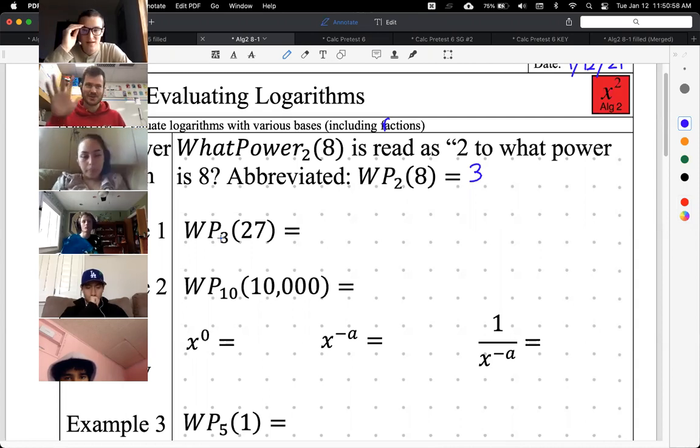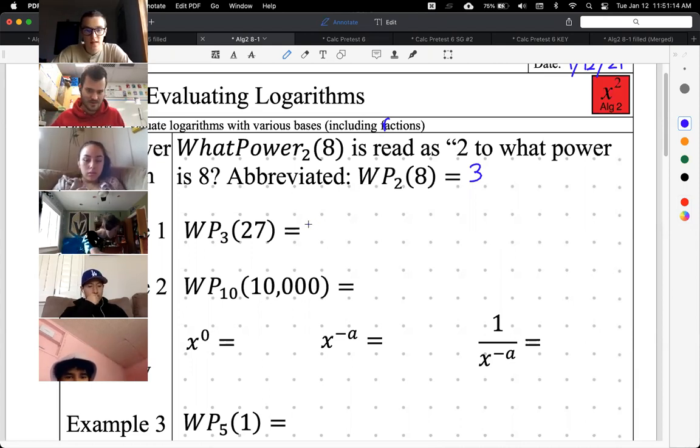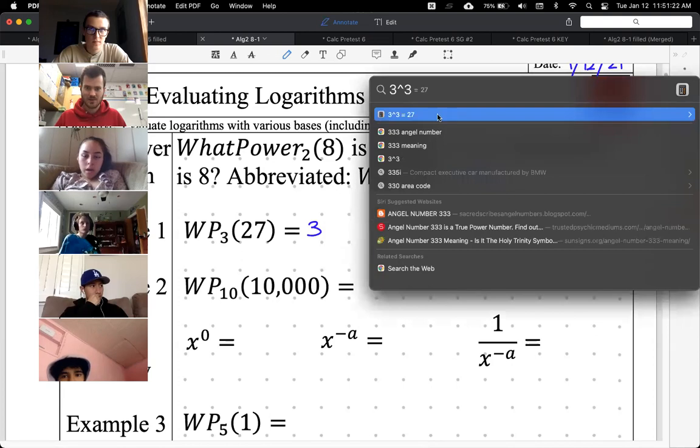And then integer answer again, one hand. Everyone hold up your hand. Maybe a fist if you don't know. I'm restating Charles's question: what power does 3 need to be raised to in order to get to 27? And the answer is 3 again. Yes, so we've solved this what power function. It's 3. Good job. 3 to the power of 3 is 27. If you don't believe me, hopefully you've already memorized this from a previous unit, but 3 to the power of 3 is 27.